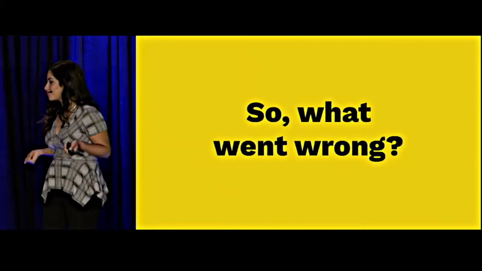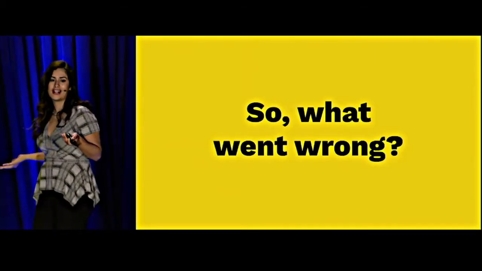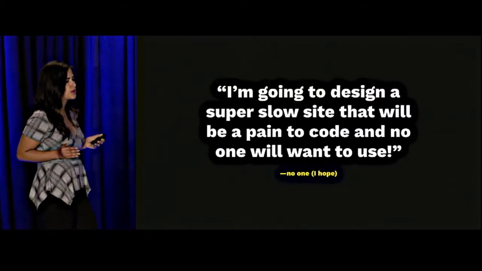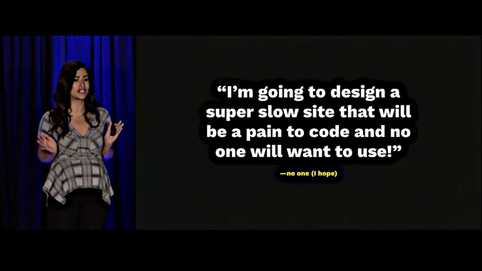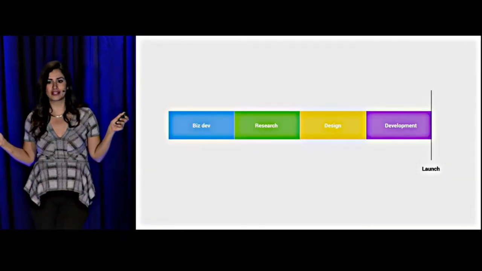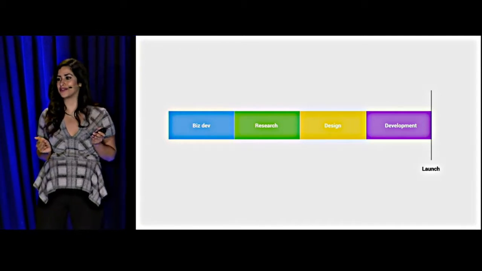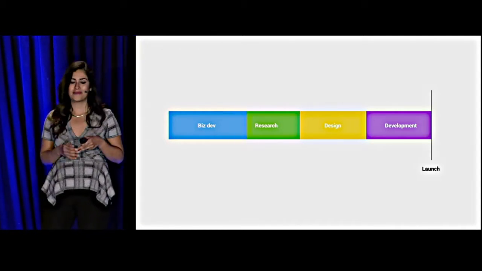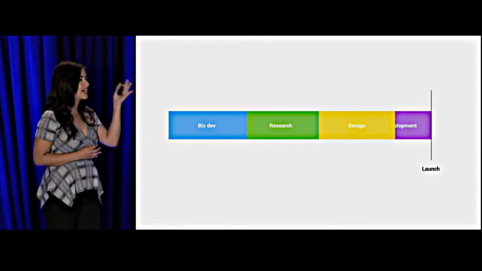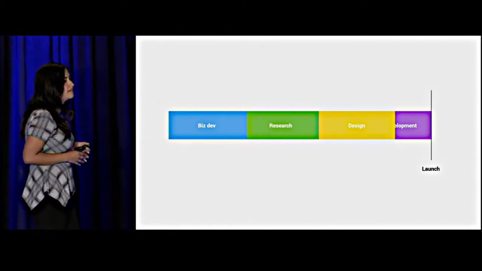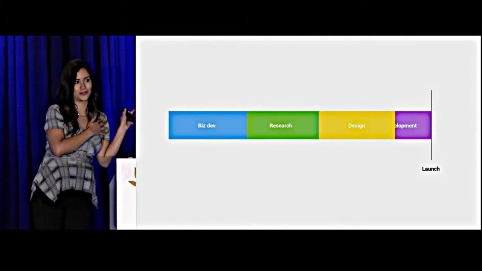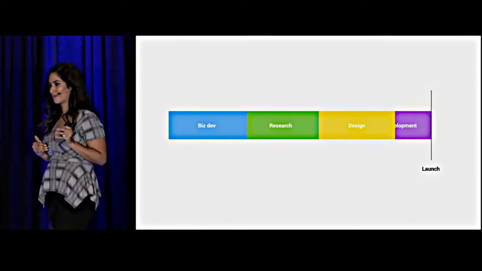So what went wrong here? I hadn't set out and said, I'm going to design this super slow site that's going to be a pain to code and no one's going to want to use. In the case of this project, we had 3 months, and we had a launch date that couldn't move. And business development negotiations ran long, and then research and design ran long. So we had very little time at the end of the project to optimize for performance, which was our intention.